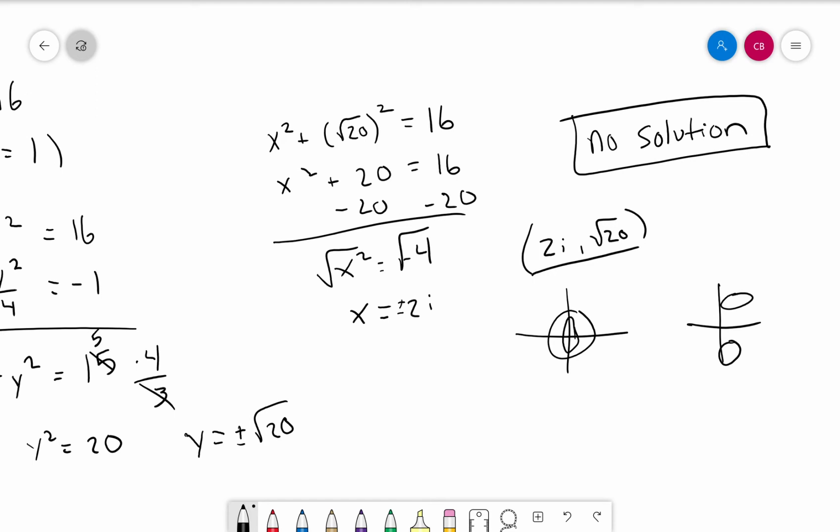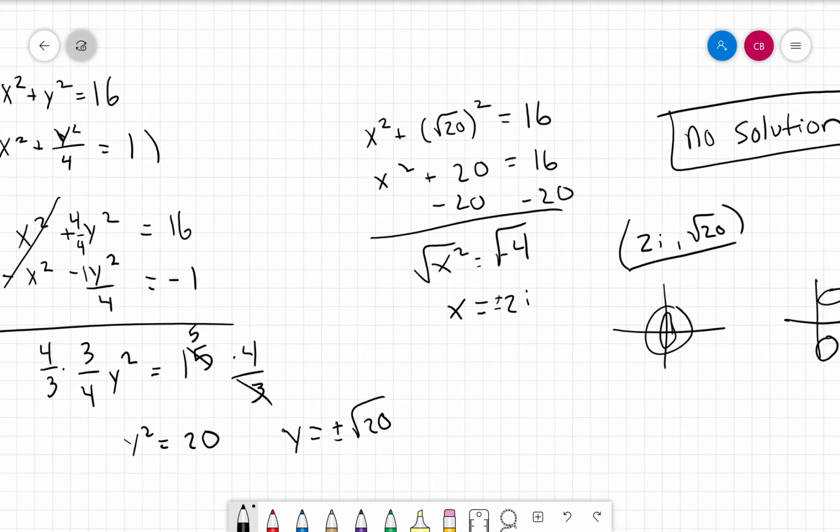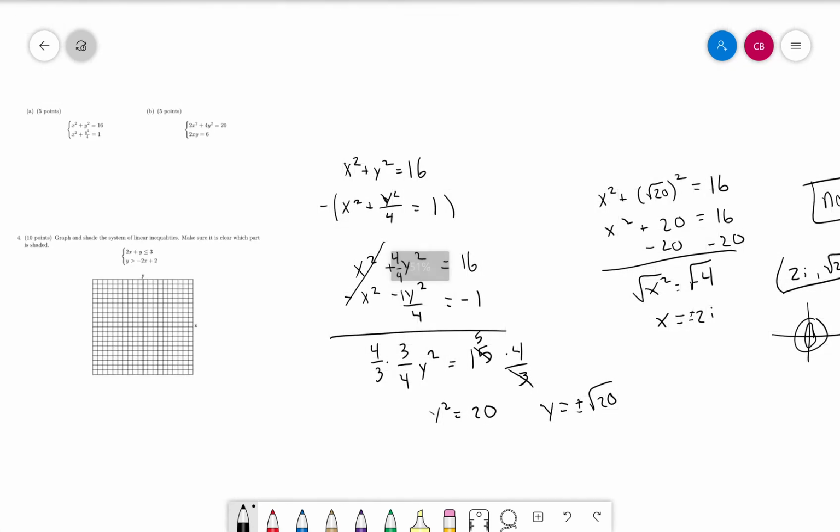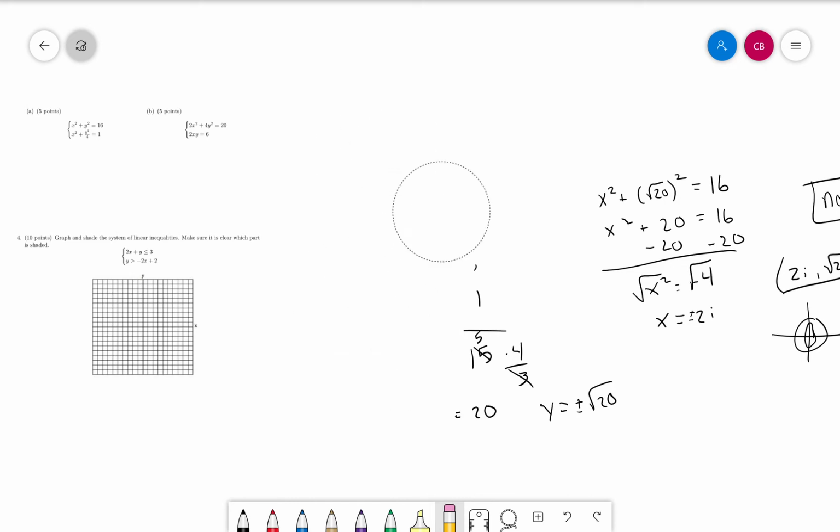Unless you find a real one. If you find a real point, that will work. In this case, none are going to work, so you'll get no solution. And I believe it's multiple choice, so it will say no solution and give a reason. I think that the reason would be that they do not intersect. Okay, so that one's taken care of.